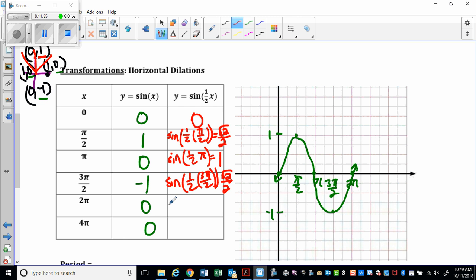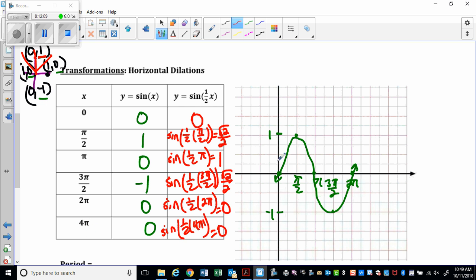At 2 pi, it's going to be sine of 1/2 of 2 pi. Oh, we're barely getting to pi. Okay, so sine at pi is my y values, and that's 0. Let's go to 4 pi then. I know that sine at 1/2 of 4 pi, 4 divided by 2, is 2 pi. Sine at 2 pi is 0. So this would be one full revolution.